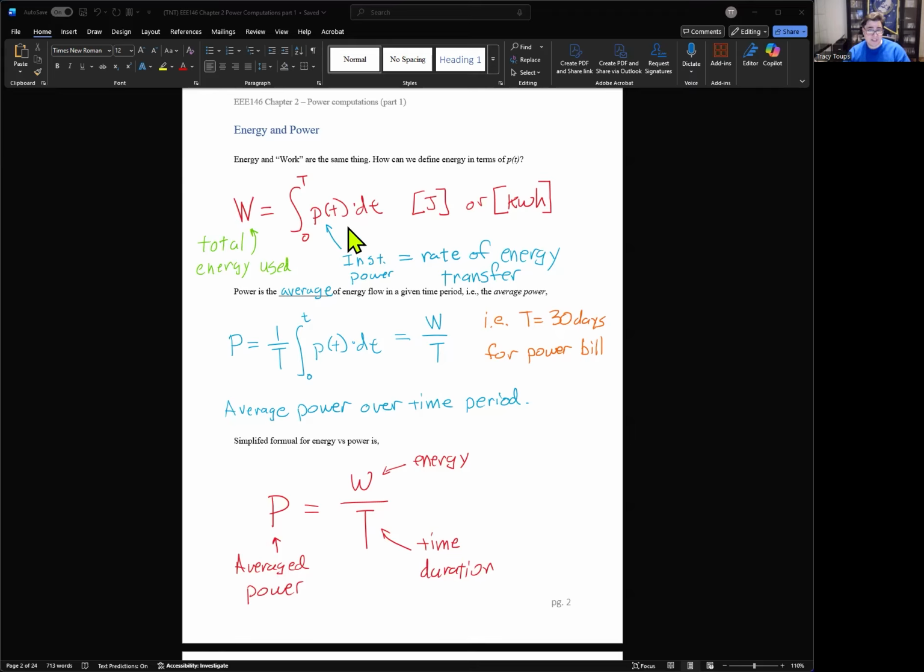Now remember, instantaneous power is a rate of energy transfer. Okay, if this is a big number, we're going to be pulling a lot of energy through the circuit. If it's a very small number, we're pulling little. If this is 0, we're doing nothing. The circuit's turned off.